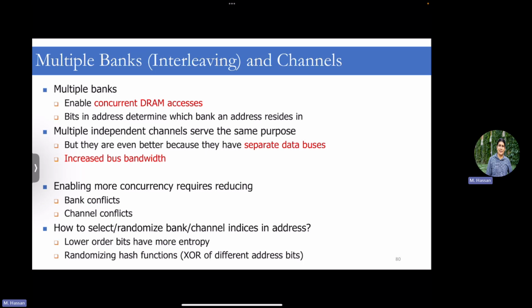Yeah, this is the example of the overlapping or pipelining that can happen. Accesses to the same bank are purely sequential. So you send a request, you wait for the data access to finish, and then you send another request. Accesses to different banks can overlap.